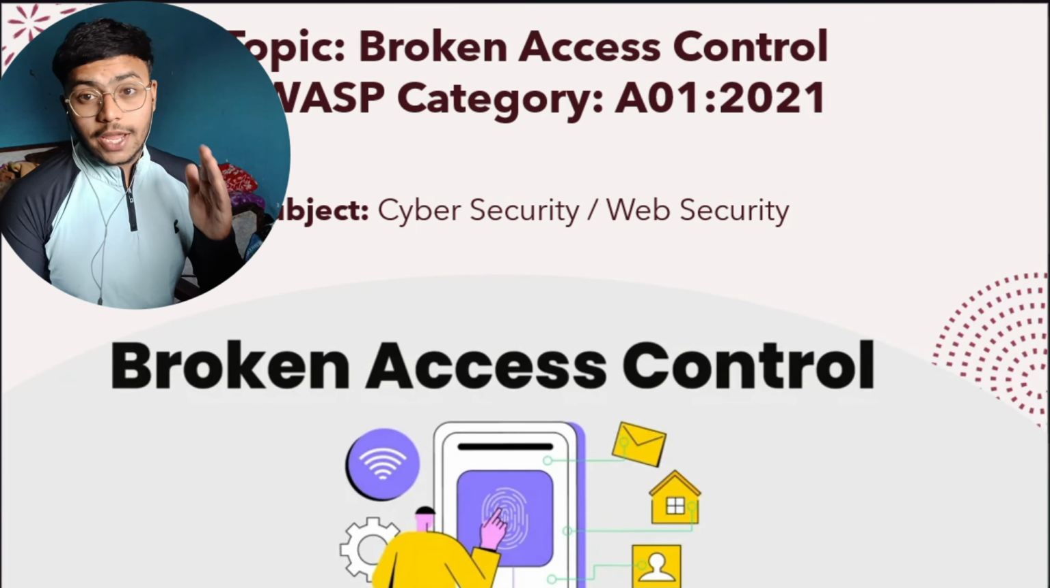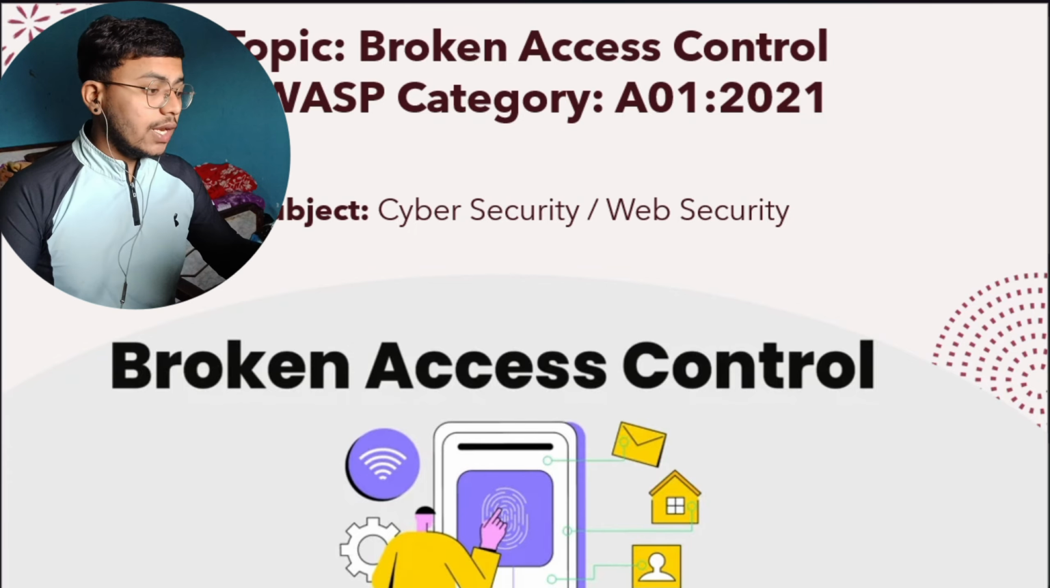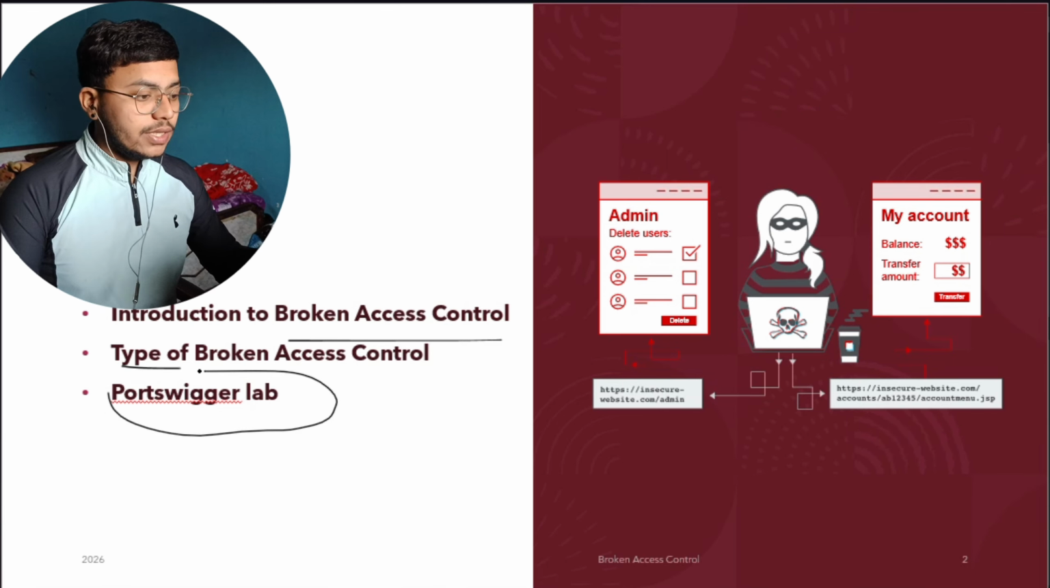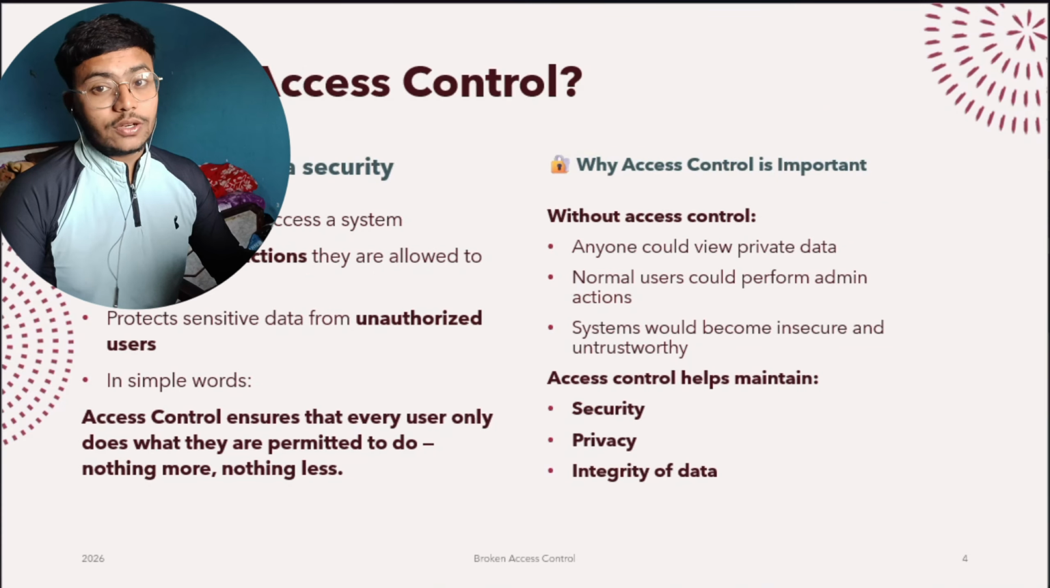Hello everyone, welcome back. Today we are going to talk about broken access control, rank A1 in OWASP Top 10 2021. In this video, we will learn what broken access control is, its different types, real-world examples, and a practical demonstration with PortSwigger. First, let's understand what access control means.